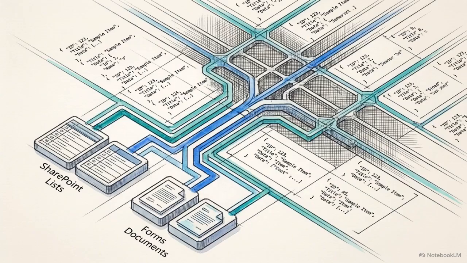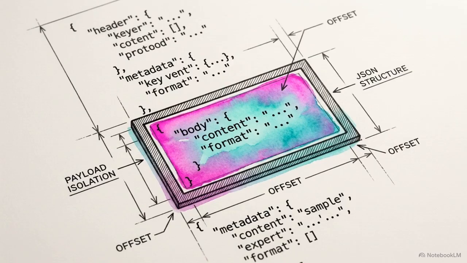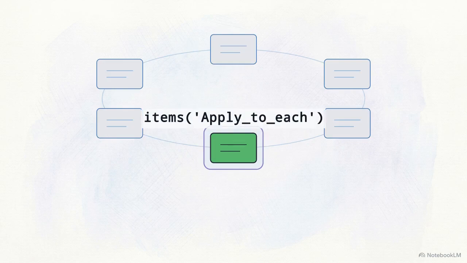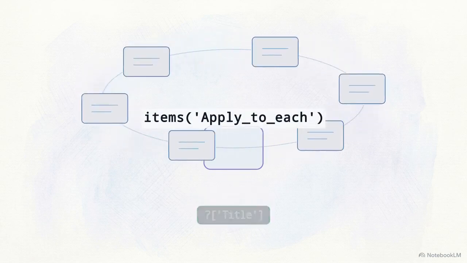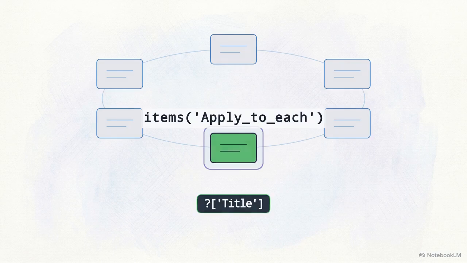Workflows must also navigate large arrays and JSON payloads from sources like SharePoint and Microsoft Forms. The outputs function retrieves the full response from a previous action, while the body and trigger body functions target the specific data payload. To access a specific property during a loop, the items function is used with the name of the apply to each action to retrieve the value for the current record.